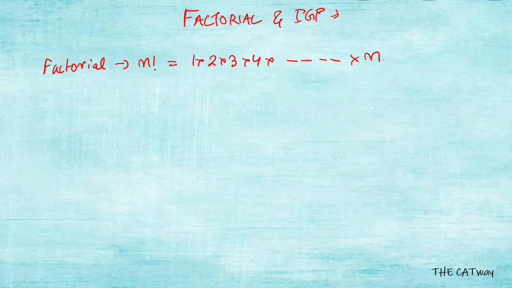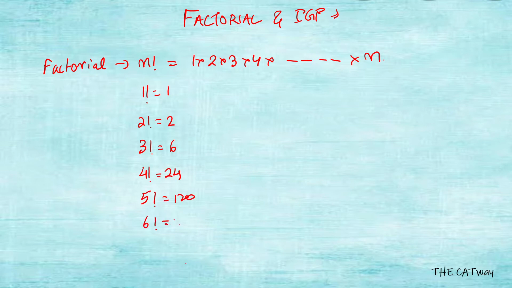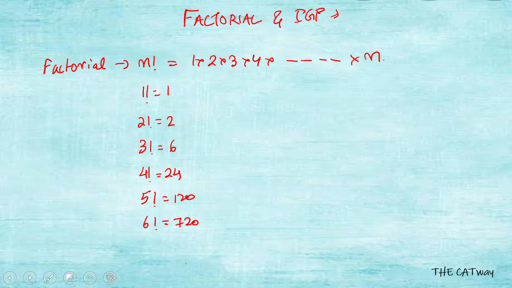Now values of first few factorials. See, 1 factorial is equal to 1, 2 factorial is equal to 2, 3 factorial is equal to 6, 4 factorial is equal to 24, 5 factorial is equal to 120, 6 factorial is equal to 720, and 7 factorial is equal to 5040. Okay, so these are the few values of few factorials which you should remember for quick calculations.